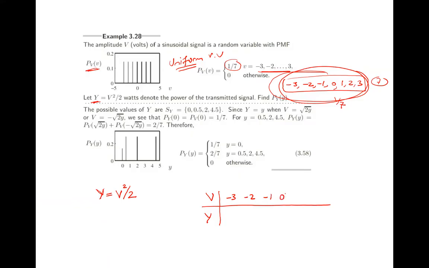Minus 1, 0, 1, 2, and 3. Now let's determine y, which is v squared over 2. So 3 squared is 9, 9 over 2 is 4.5. 2 squared is 4, 4 divided by 2 is 2. 1 squared is 1, over 2 is 0.5. 0 is 0, 1 is again 0.5, 2 is again 2, and 3 is 4.5. So then y is simply 0, 0.5, 2, and 4.5.